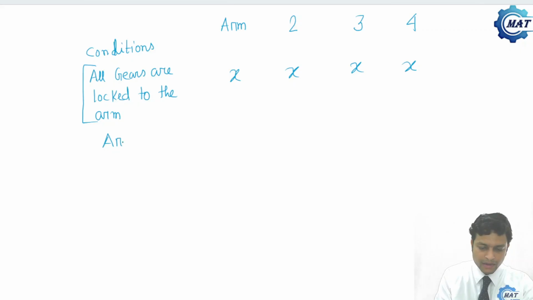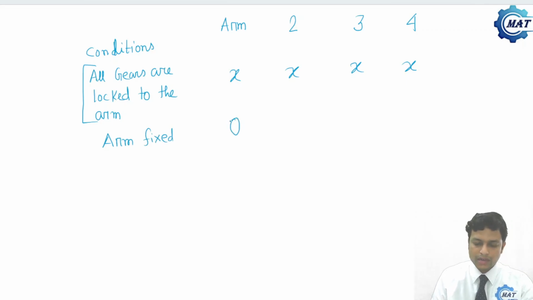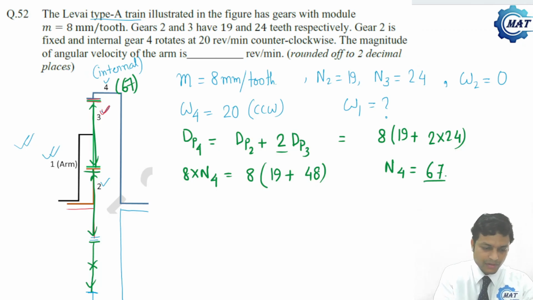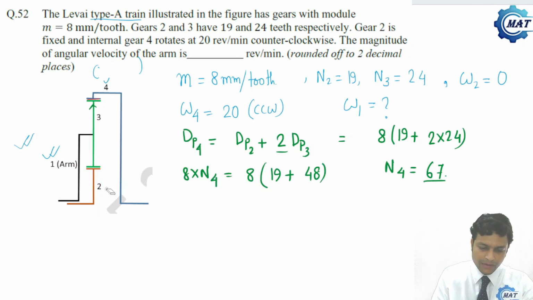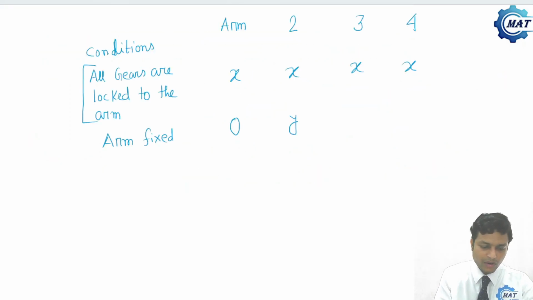Then arm fixed. If the arm is fixed, then the rotational velocity of the arm is 0. 2 will rotate at y. Let us go back to the gear train. Let me erase all these things. If 2 rotates with y, 2 and 3 are externally meshed, so 3 will rotate in the opposite direction, and their number of teeth is given, so we can determine the speed of 3. That will be minus because it will rotate in the opposite direction.